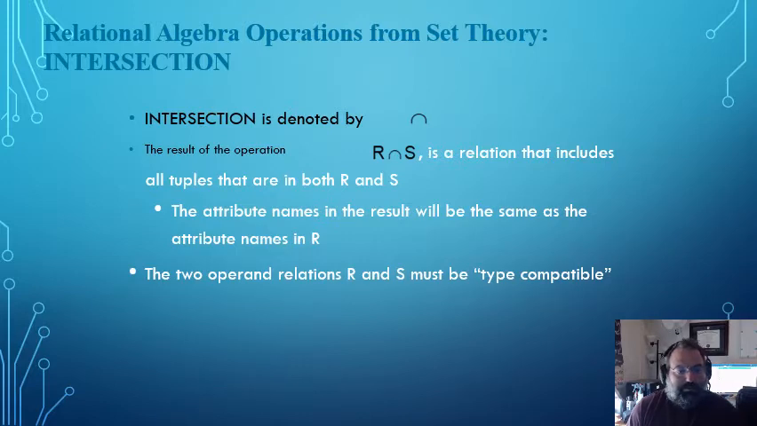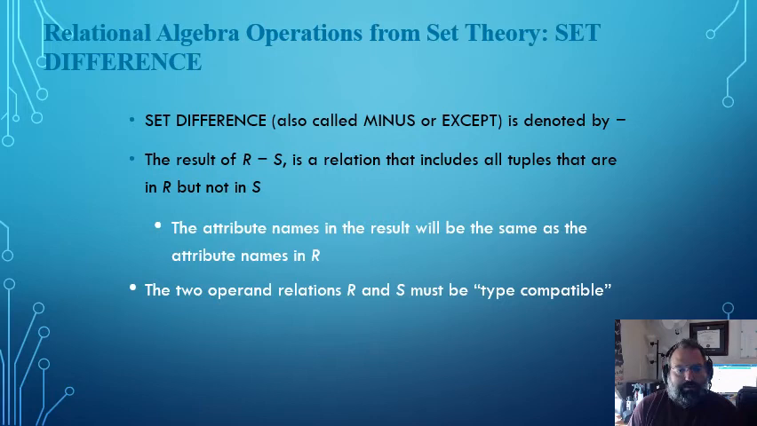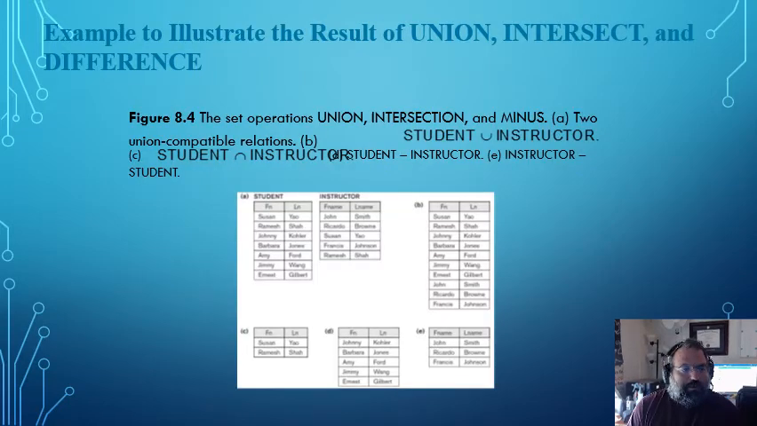Here's the intersection, denoted by the intersection symbol. The result of the operation R intersection S is a relation that includes all tuples that are in both R and S. The attribute names of the result will be the same as the attributes in R. The two operands R and S must be type compatible. Set difference, also called minus or except, is denoted by the minus sign. The result of R minus S is a relation that includes all the tuples that are in R but not in S. Here's a visual representation of that as well.